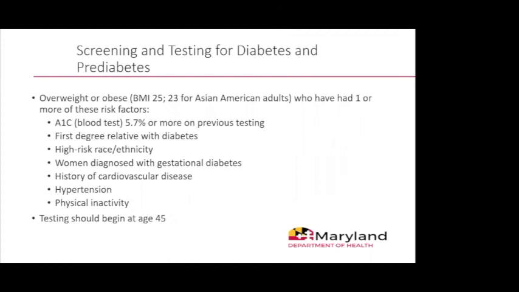The American Diabetes Association Standards of Medical Care in Diabetes include screening and testing recommendations for diabetes and prediabetes. Screening and testing is based on weight and age and other risk factors, and people age 45 and over who are also obese or overweight and have one or more of these listed risk factors should see their healthcare providers to get screened or tested for prediabetes or diabetes.